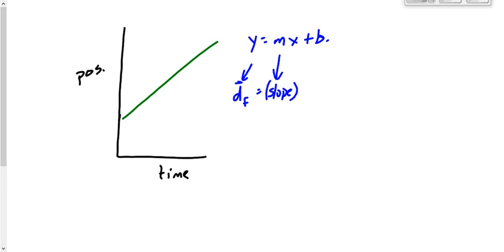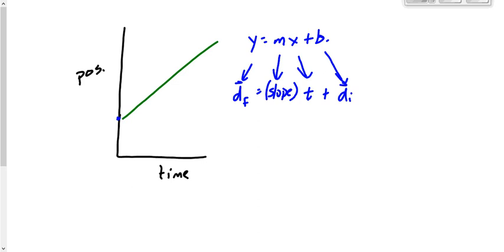I want to get in the habit of that, because as we go on in Physics 20, sometimes mass means something, and I don't want to get the symbol m for mass mixed up with the symbol m for slope. So I'm going to change it to the word slope. x would be time, right? And b, the y-intercept, would be the initial position. We're going to call it di. Good?